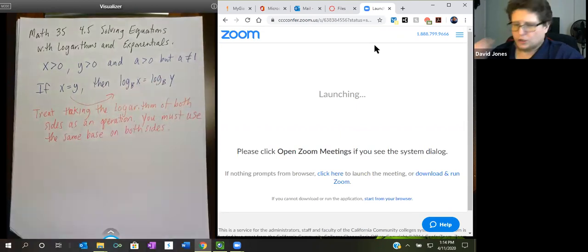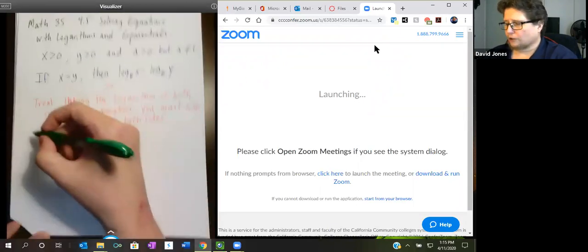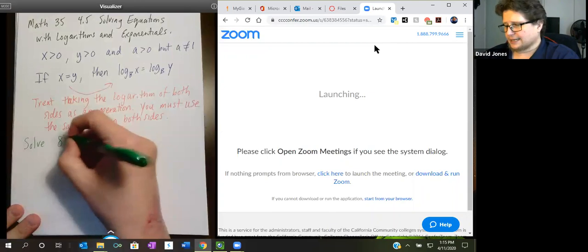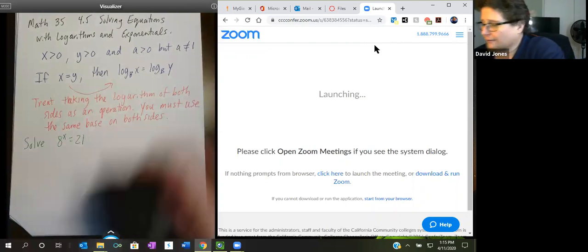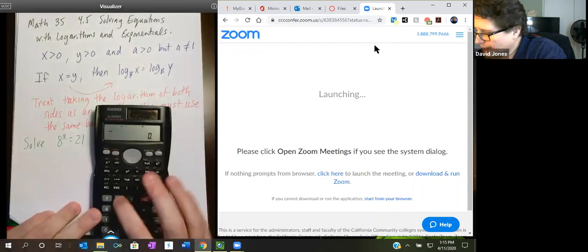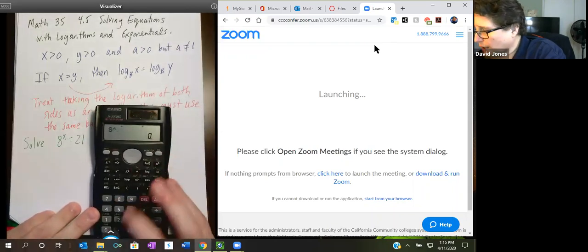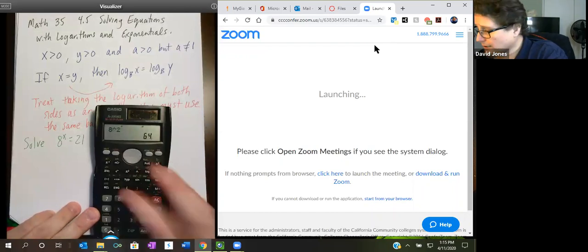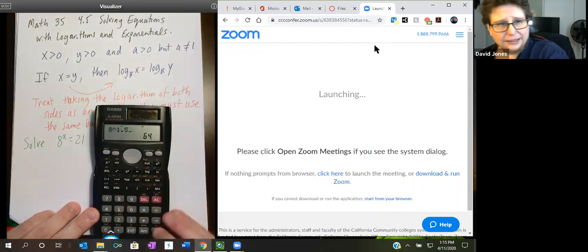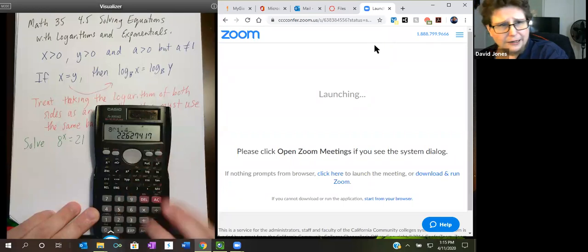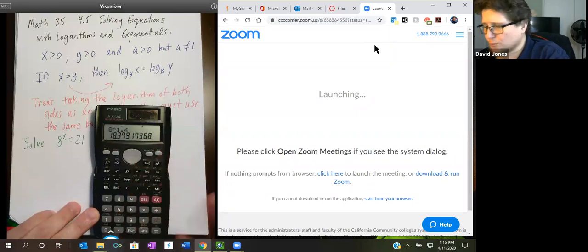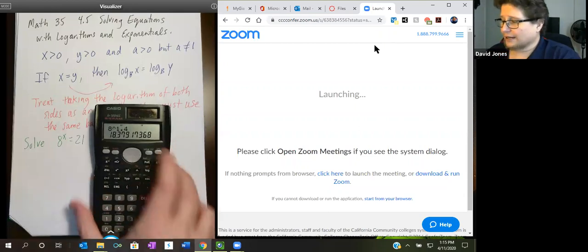Okay, so let's take a look at some examples. Our first example is going to be solve 8 to the x equals 21. Now, we could try to guess and check this. 8 squared is 64. That's too high. 8 to the 1.5, well, that's 22. I'm getting close. 8 to the 1.4, too low. So somewhere between 1.4 and 1.5. I'm sure it's going to have a lot of decimal places.